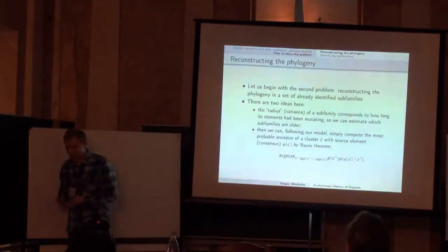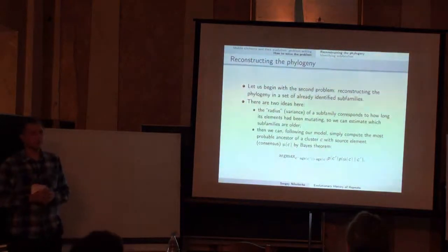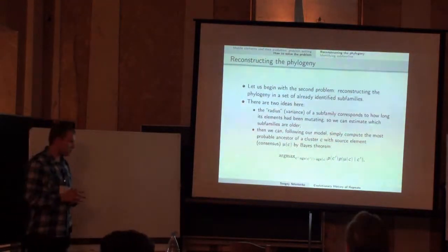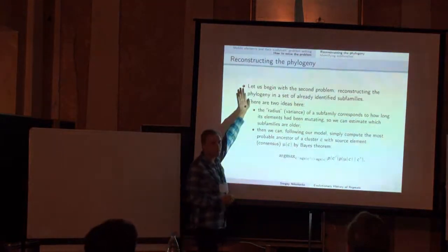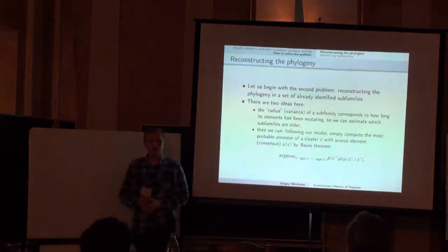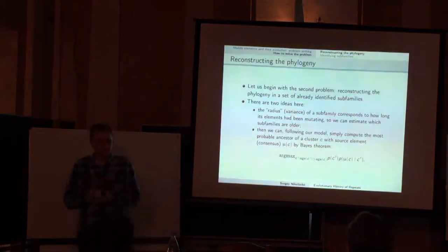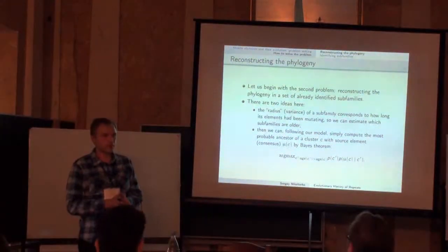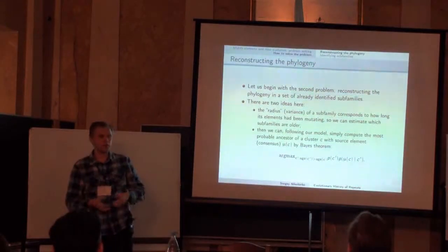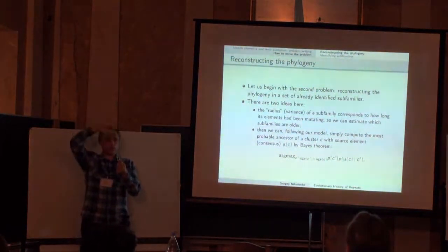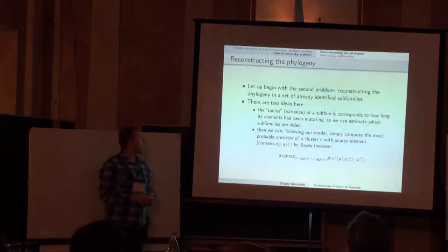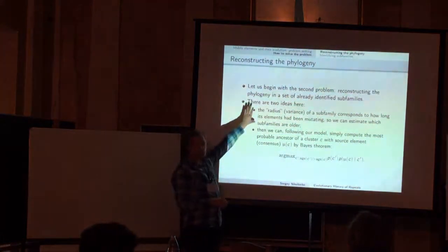So now that I have presented the problem, let me say what are the methods of solving it. And I would propose to begin with the second problem, which is simpler, and which is, suppose that we have already identified the subfamilies. How do we reconstruct the tree structure? How do we know which subfamilies come from which parents? And there are basically two very simple ideas here.